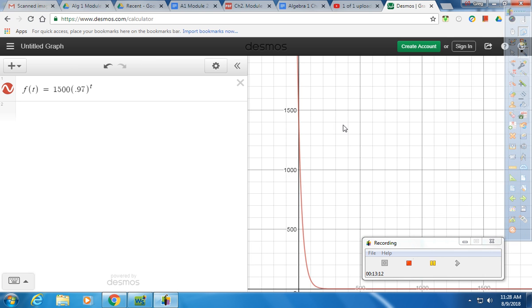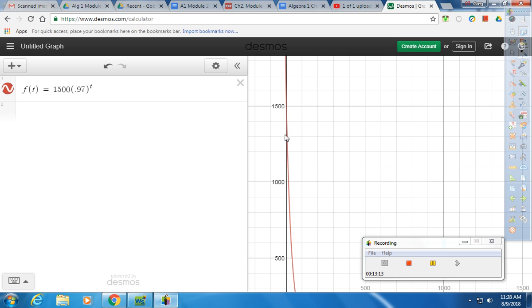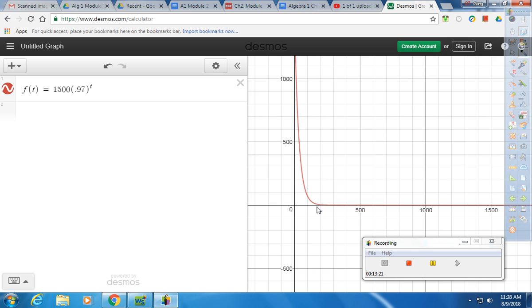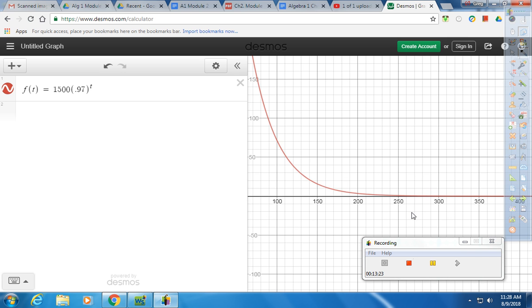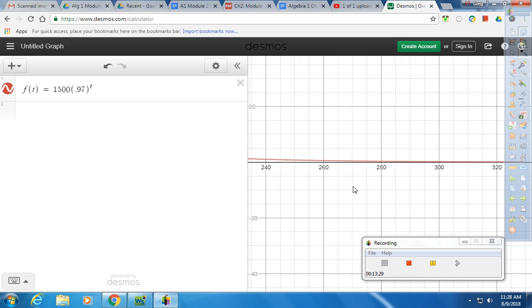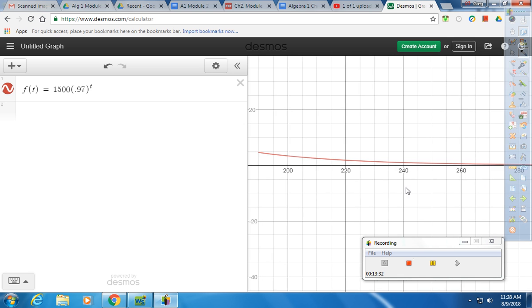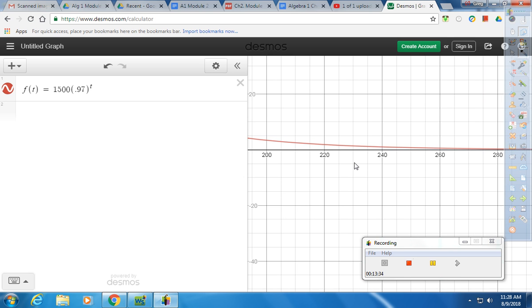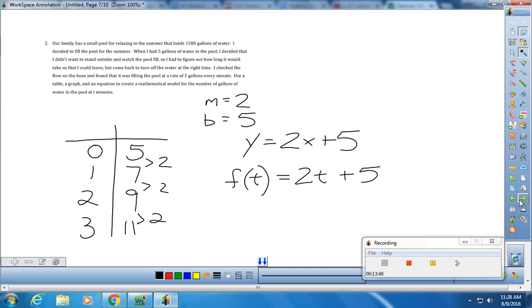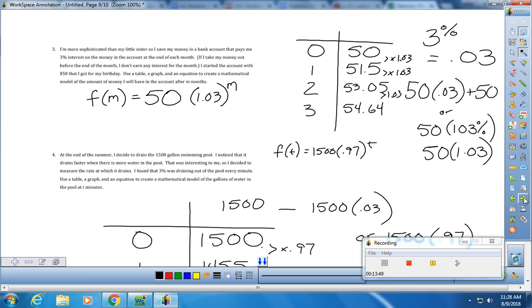So notice, where does it start? It starts right at 1,500, and it's decreasing, and it's decreasing. And it looks like, if I scroll in real close, the water will never drain, but it will be very close to zero after about, let's call it 300 minutes. Okay, but if 3% of the water always remains, that means that some water will always be there. And that's just a little property of exponential growth and decay.